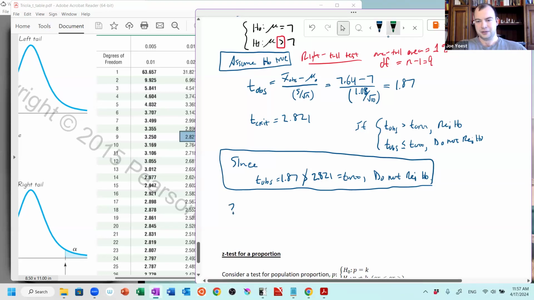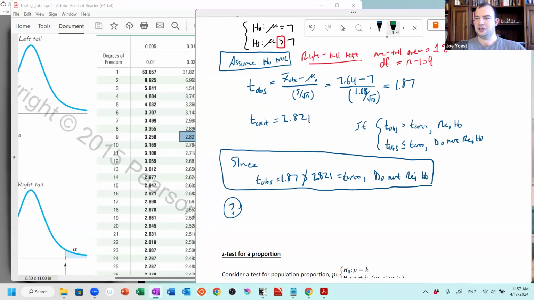So now a question. But I selected green there. OneNote is starting to bug out a little bit.